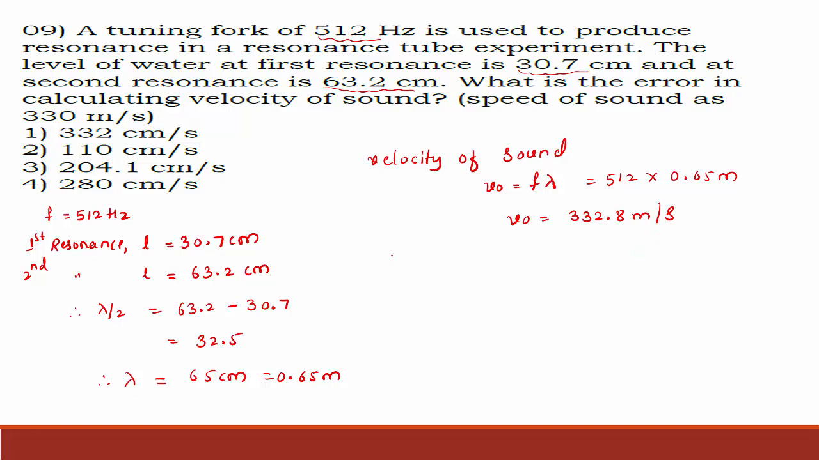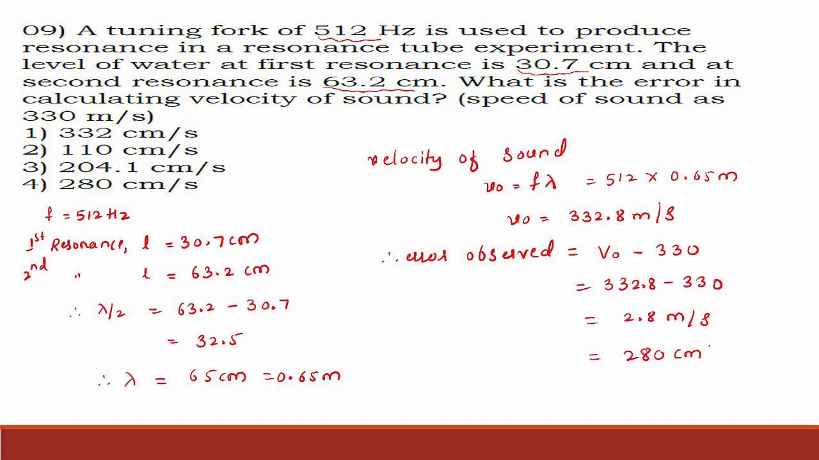We have to find the error here. So, error observed equal to velocity of sound, denoted by V naught, minus, here it is given speed of the sound as 330 meter per second. So we can easily find the difference: 332.8 minus 330. The difference is 2.8 meter per second, or in terms of centimeter, directly I can write 280 centimeter per second. This is the error observed in the speed of the sound. 280 centimeter per second means option 4 is right.